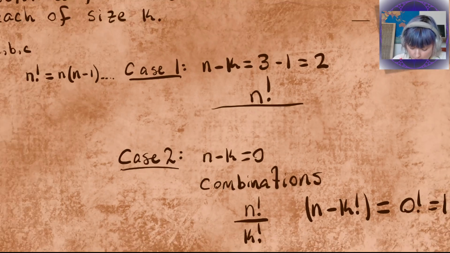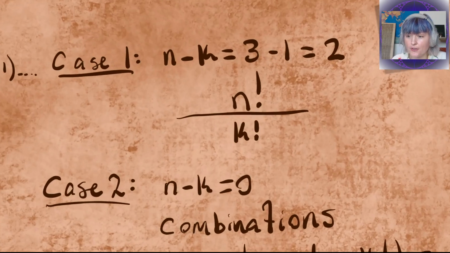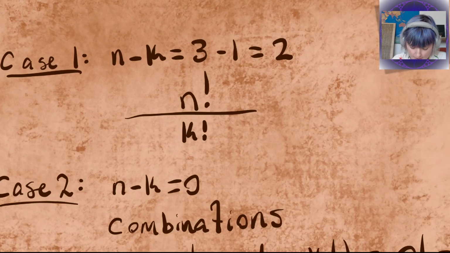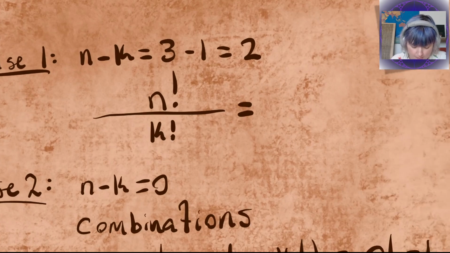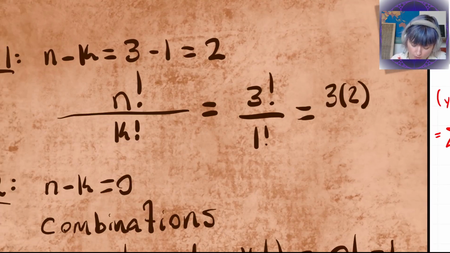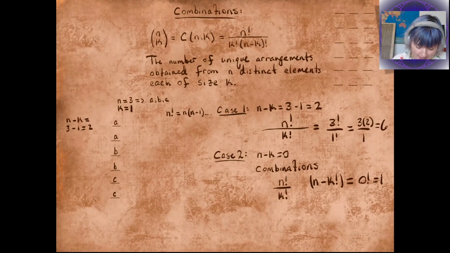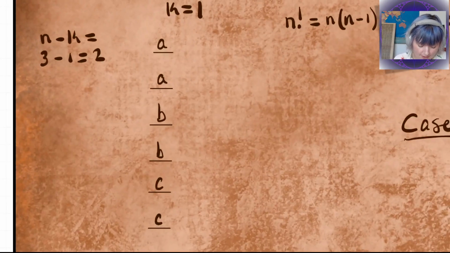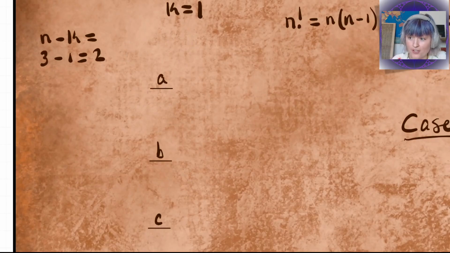So we could guess maybe k factorial would be a good descriptor here. But then you would have 3 factorial over 1 factorial. And that just doesn't really describe our situation. Then you have 3 times 2 over 1, which is 6. And that doesn't describe what we have in this situation, right? In this case, we have 3 permutations now, and we used to have 6. But that's not really a good descriptor either.